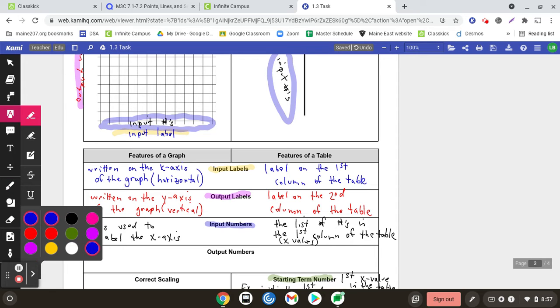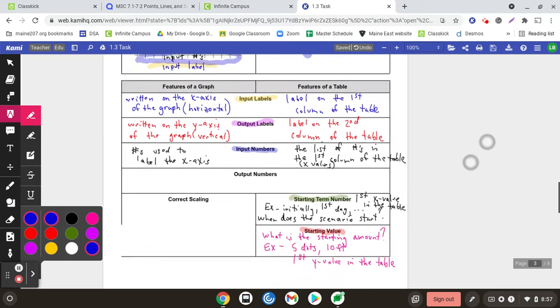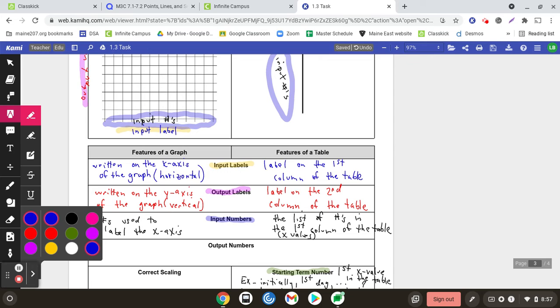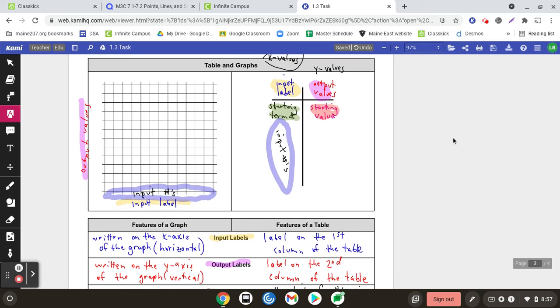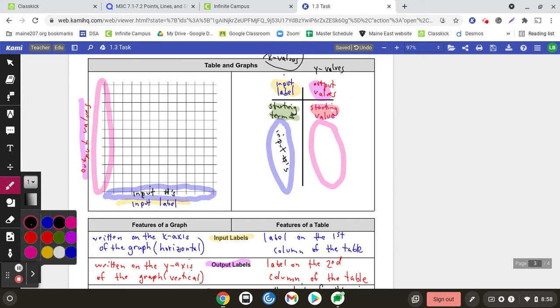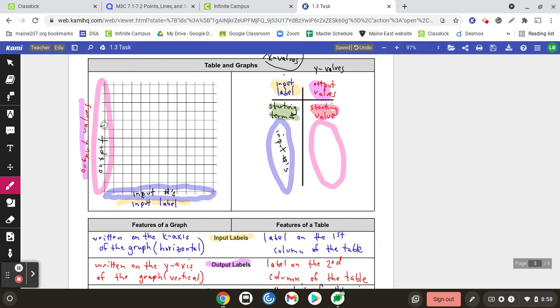And for the output, have we used red? We have. How about we go with this pinkish. Output numbers will be that pinkish color, and they are going to be in a table in the second column. We called that the y values. And in a graph, on the vertical axis right here, all the way down to the beginning. Let me do that a little nicer. There we go. So this is going to be called output numbers, and output numbers.